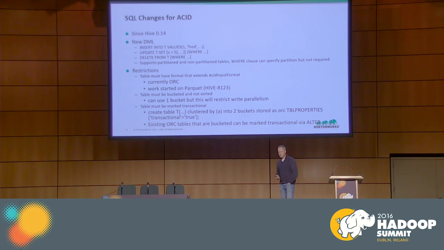At some point in the future, when we feel like this all works super well and all the kinks are worked out, we'll probably slowly phase that out to where you don't have to worry about that. The system can automatically mark a table as transactional when these other criteria are met. And you can take existing ORC tables that are already bucketed and you can mark them as transactional. So there is actually an upgrade path with already existing data inside your system. You don't have to just create whole new tables for this.